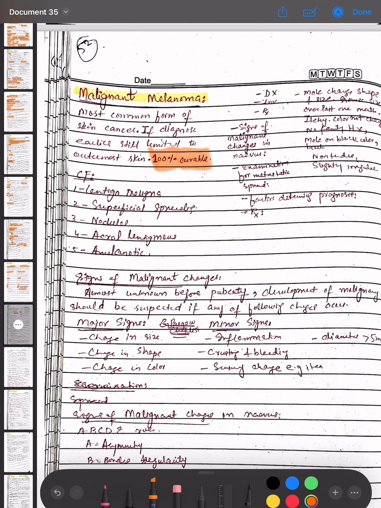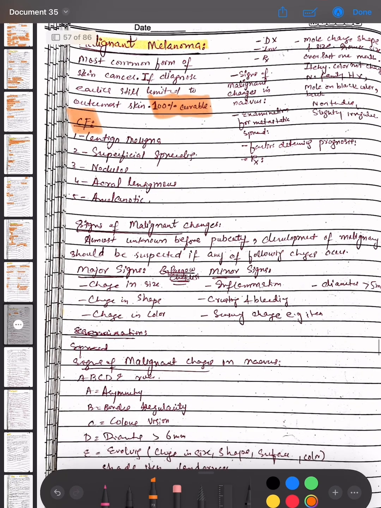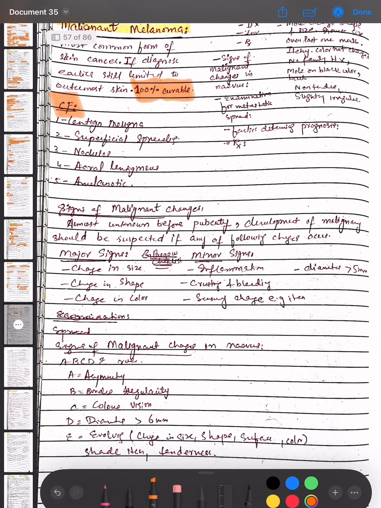What are the clinical types? We have lentigo maligna, superficial spreading, nodular, acral lentiginous, and anorectal. These are the clinical types of the malignant melanoma. What are the signs of malignant changes? These are almost unknown before puberty.